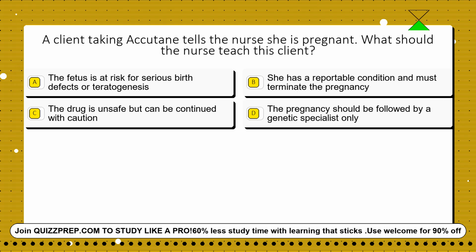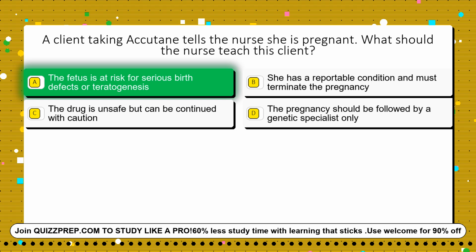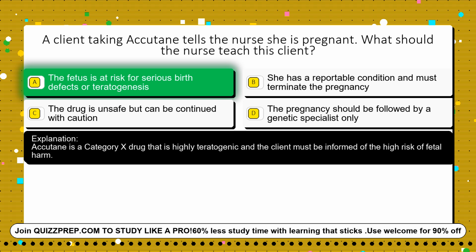Question 101. A client taking Accutane tells the nurse she is pregnant. What should the nurse teach this client? Option A. The fetus is at risk for serious birth defects or teratogenesis. Option B. She has a reportable condition and must terminate the pregnancy. Option C. The drug is unsafe but can be continued with caution. Option D. The pregnancy should be followed by a genetic specialist only. The correct answer is option A. The fetus is at risk for serious birth defects or teratogenesis. Accutane is a Category X drug that is highly teratogenic and the client must be informed of the high risk of fetal harm.